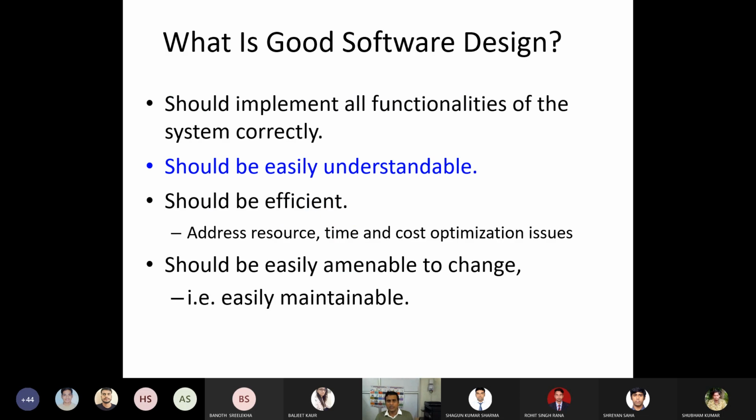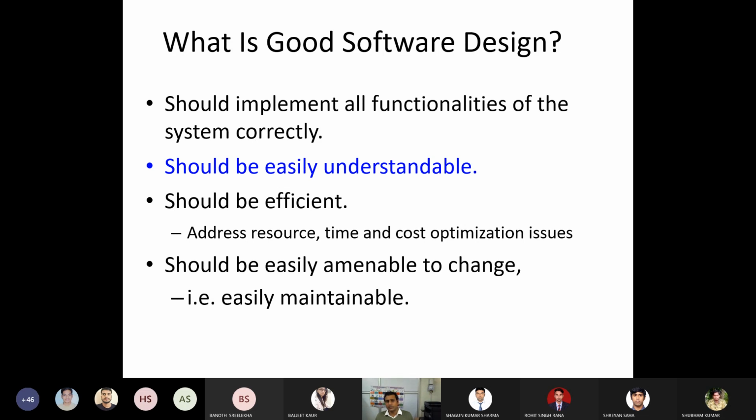So what is a good software design? It should implement all functionalities of the system correctly. Whatever functionalities are identified as part of the SRS, the design you come up with should address all of them, correctly implemented. It should also be easily understandable. Whatever design you come up with should be very easy to understand. If something is not easy to understand, then probably there will be some sort of ambiguity, and as a result the design may not be good.